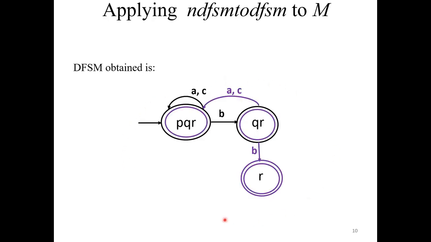Hence this is the final DFSM obtained with three states PQR, QR and R, where all three are final states, because in the NDFSM the final state was R, and in the DFSM wherever you have R, all those states will be final states. Here all three states have R, so all three are accepting or final states. So this is the DFSM obtained for the given NDFSM.